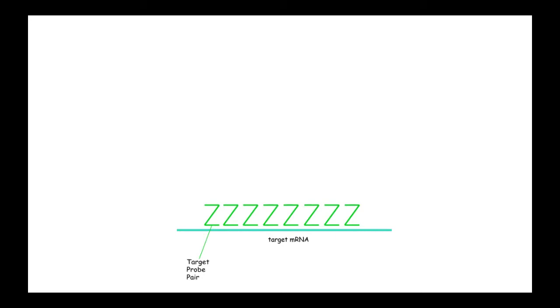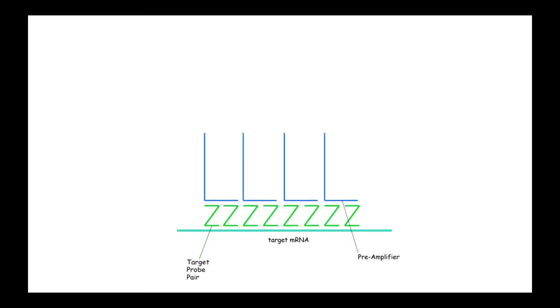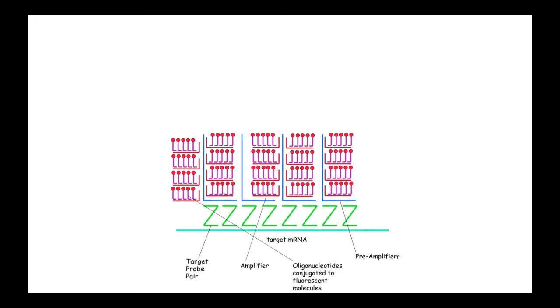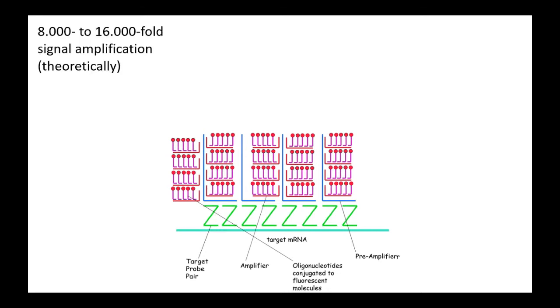These oligonucleotides tightly hybridize to mRNA, and they have regions complementary to the second part of this complex construct called preamplifiers. They are also oligonucleotides, and they also have several regions complementary to the third part of this system called amplifiers. This chain of hybridizations ends with a fourth level of oligonucleotides conjugated to the fluorescent molecules. Branched DNA complex can provide a theoretical 8,000 to 16,000-fold signal amplification of the targeted mRNA.